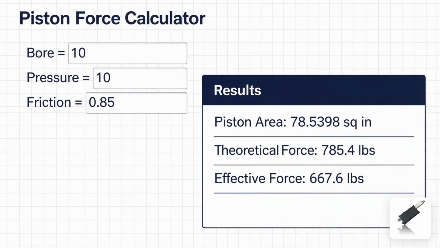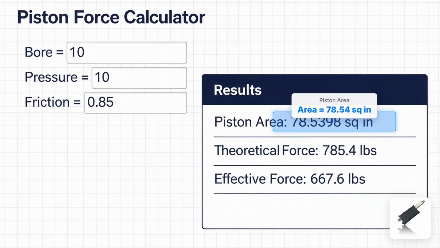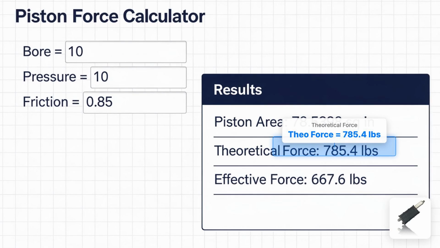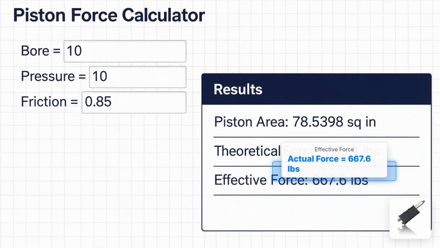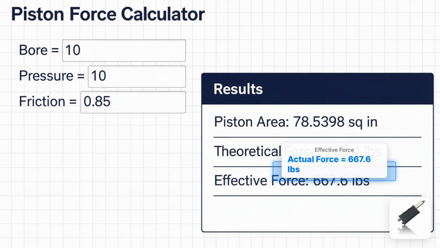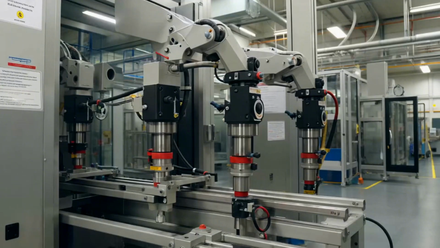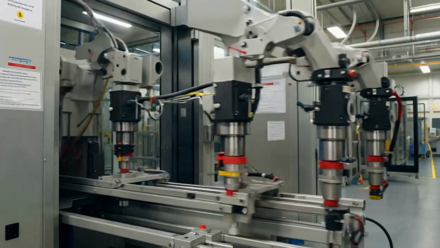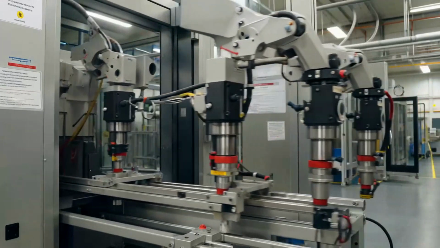The effective force, which accounts for the friction factor we entered, is 667.6 pounds force. This effective force is what you'll actually get from your cylinder in real applications. This calculator saves you from manual calculations and helps properly size cylinders for your pneumatic systems.